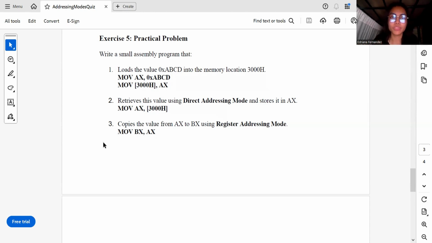Next, number 2, retrieve this value using direct addressing mode and store it in AX. Using direct addressing with this given 3000H, the value at memory location 3000H is moved into the AX register. Number 3, copy the value from AX to BX using register addressing mode. So simply by the use of this, the value in AX is being copied to BX.